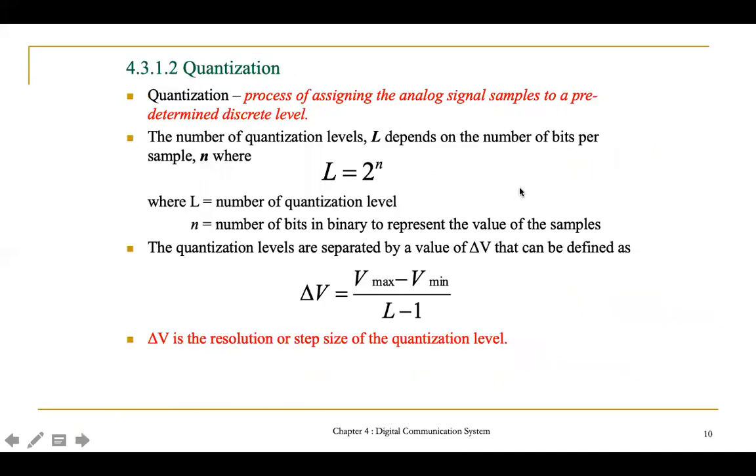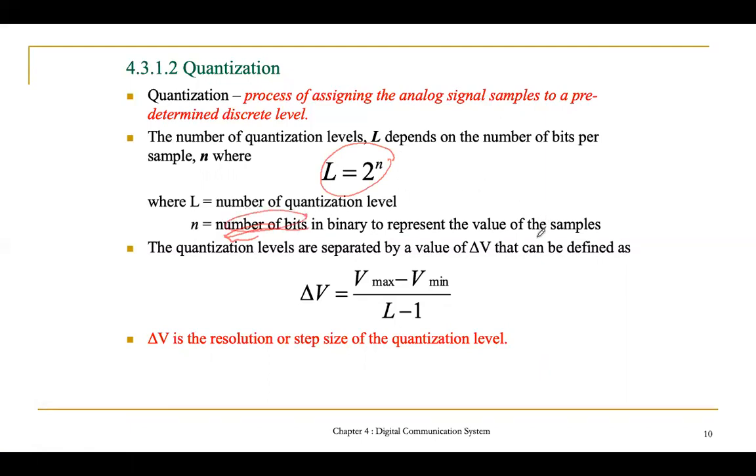The next PCM process is quantizing, or quantization. Quantization is the process of assigning analog signal samples to a predetermined discrete level, meaning you determine the value of the level. The number of quantization levels L depends on the number of bits per sample. You can see that the number of levels is equal to 2 to the power of n, where n is the number of bits.